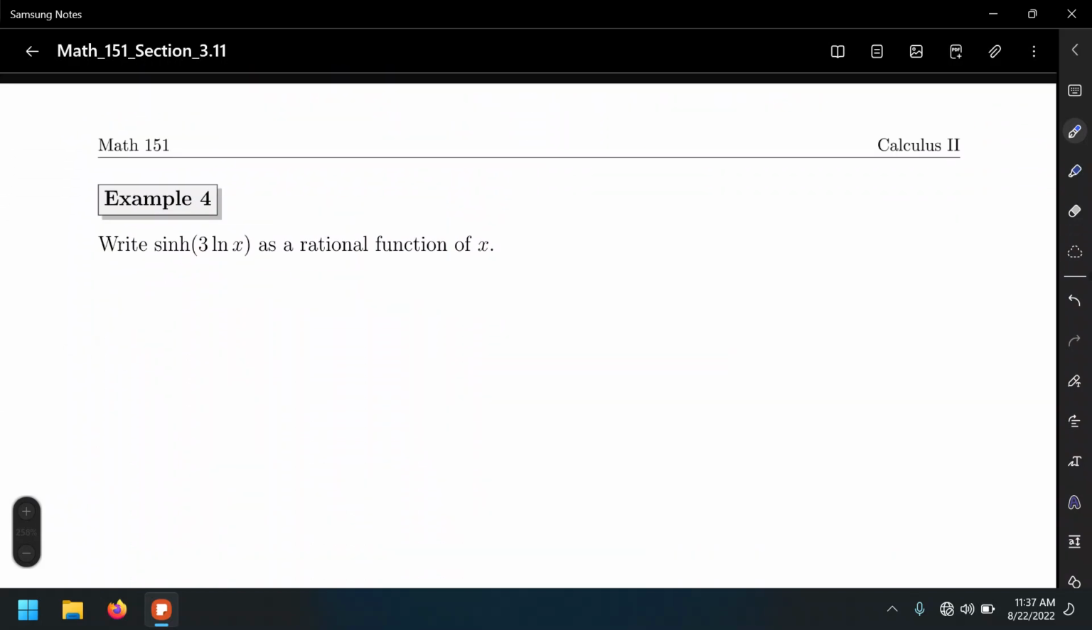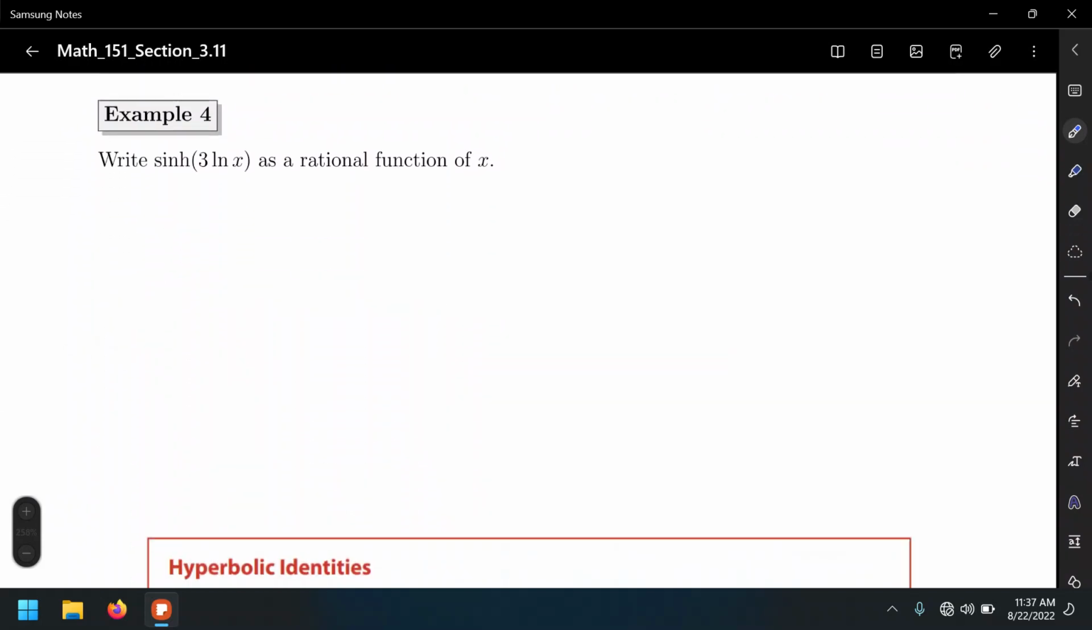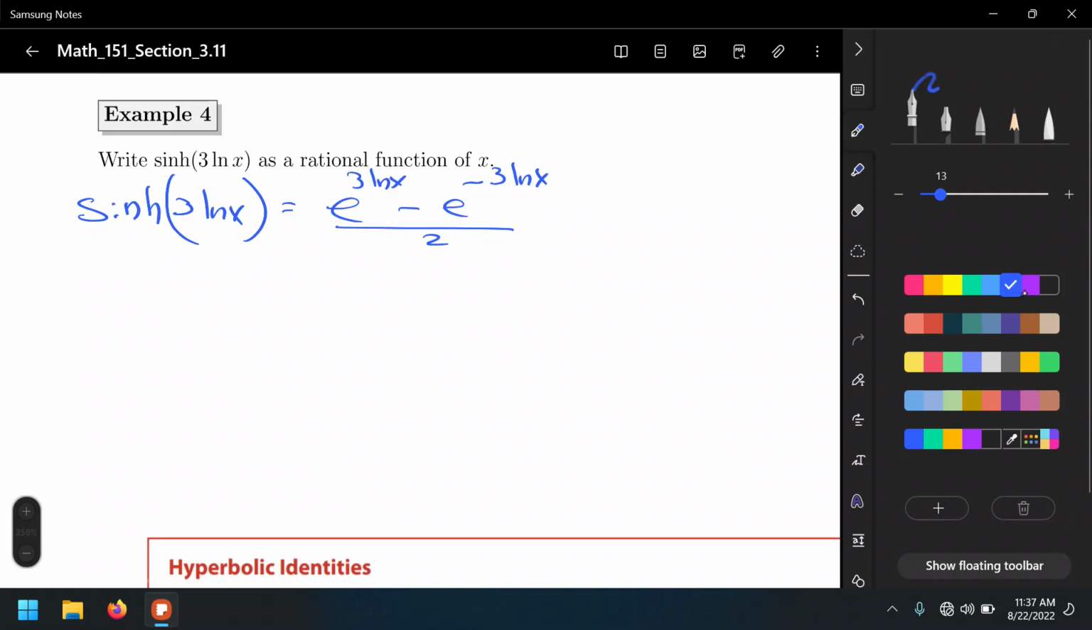Okay, write sinh of 3 ln x as a rational function of x. It's going to be a similar exercise to part B from the previous page. So sinh of 3 ln x is the same as saying (e to the 3 ln x minus e to the negative 3 ln x) over 2. Can I do this? Not just yet, right? So we need to take care of those coefficients.